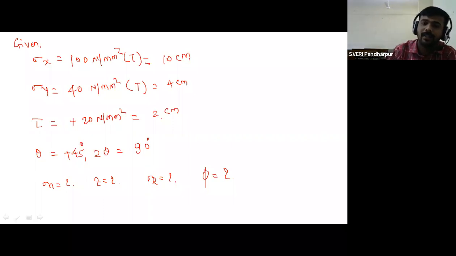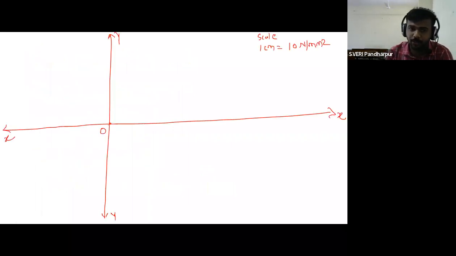Then draw the horizontal axis, vertical axis, and represent the origin point O. So here only a small change is there because tau is mentioned in the statement. So how to represent that tau? That we have to understand.